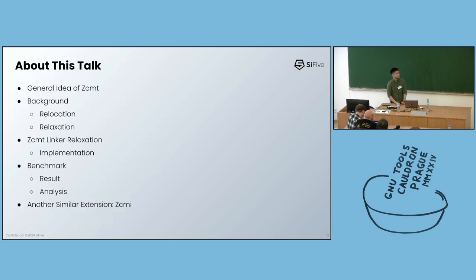I'll separate this talk into five parts. First, I'll give a general idea of Zcmt. Then, before we dive into more details of Zcmt, we need some background on relocations and relaxation. After that, I'll talk about the Zcmt linker relaxation implementation. Then we did some benchmarks on code size, and we have some interesting and unexpected results. We'll analyze the results. Last, I'll have a slide to introduce another similar extension called Zcmi.